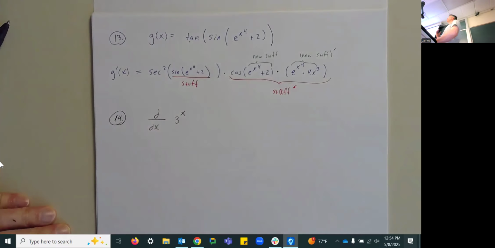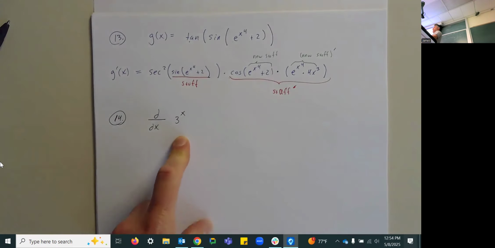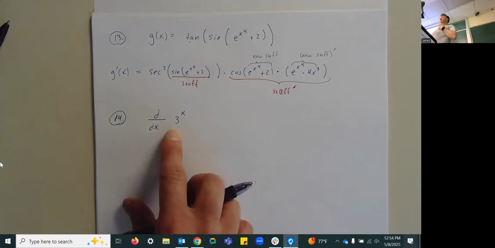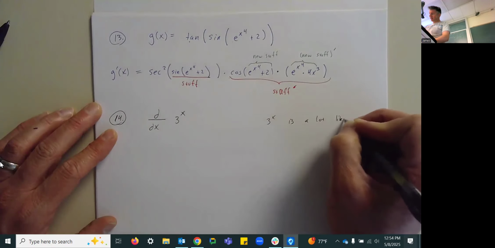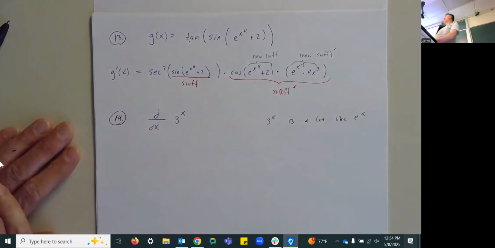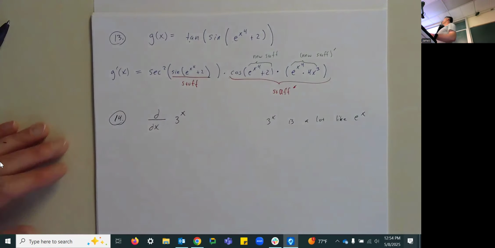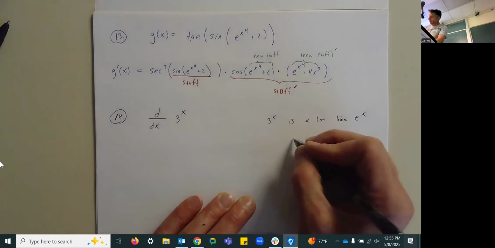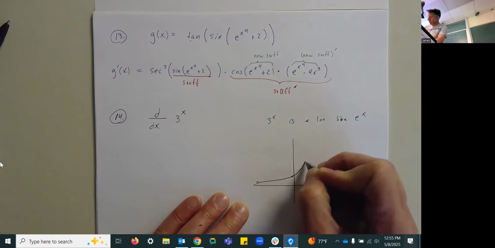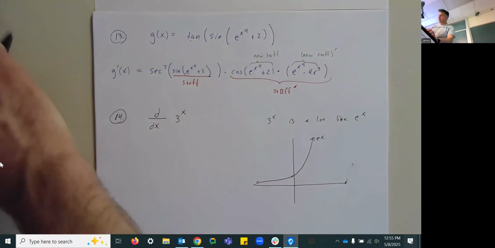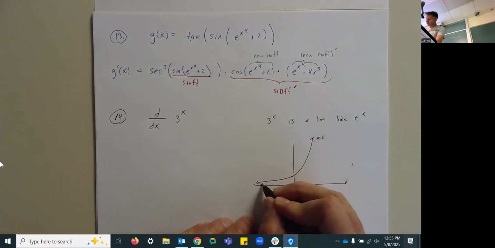Well, I can't use the power rule because the power rule isn't for an exponential function like 3 to the x. The power rule is for x to a number. So when you have an exponential function, I will point out 3 to the x is a lot like e to the x. If you graph both of them, they look very, very similar. They both have that typical exponential graph shape. In fact, we can graph both of them. I'm not going to graph them very well, but here's my e to the x, and just a little bit steeper is my 3 to the x.